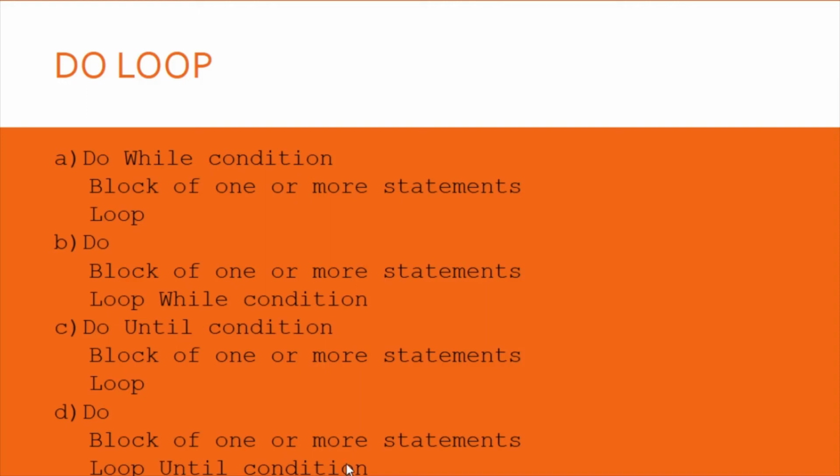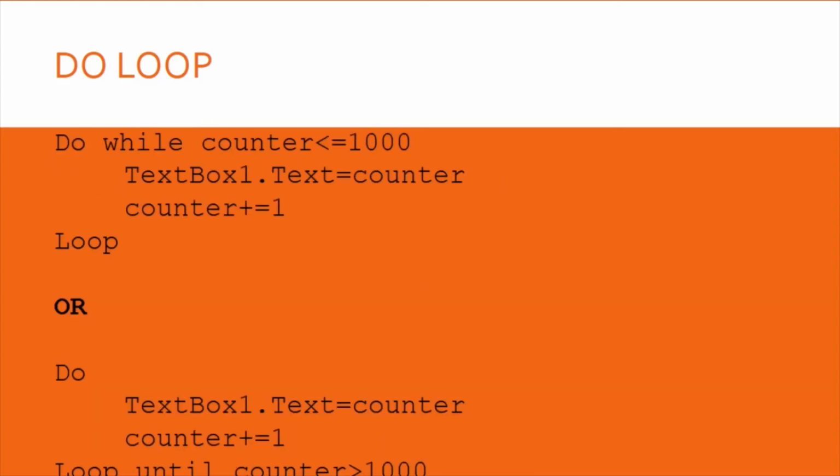So if we want to use the Do loop statement, we can have four types: Do While loop, Do loop While condition, Do Until loop, and Do loop Until a certain condition. So there are these types of Do loops that we can apply inside our programming or application.